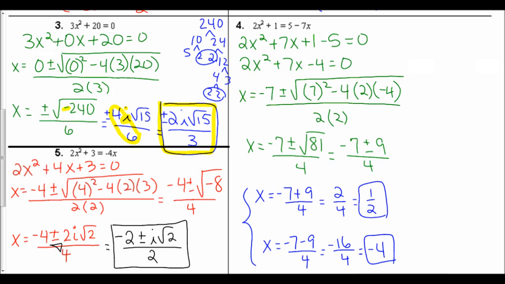In number 4, when I simplified underneath my square root, I had the square root of 81. The square root of 81 is 9, so I no longer had a square root left. This tells me I could have done this equation by factoring if I'd wanted to. It's really important for this problem that I break it into my 2 separate solutions where I write it once with the plus and once with the minus. Because now I can simplify each of those answers and I wind up with 1/2, or I wind up with -4.